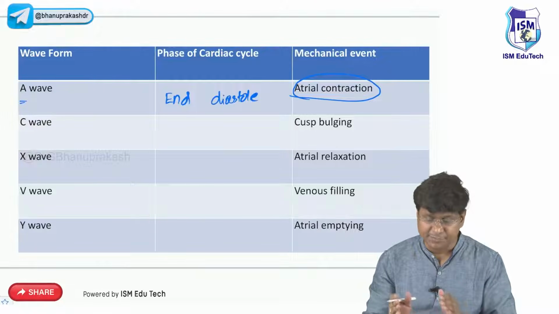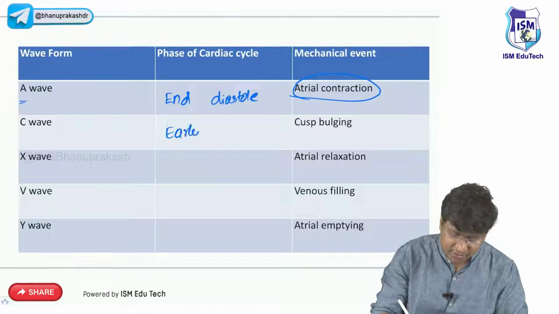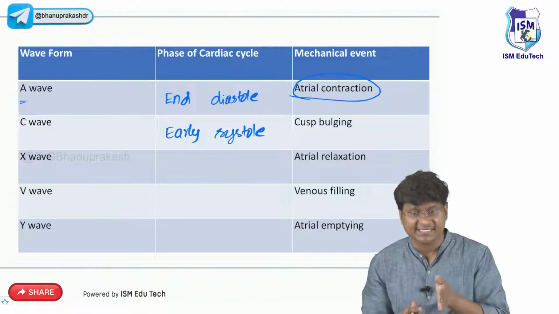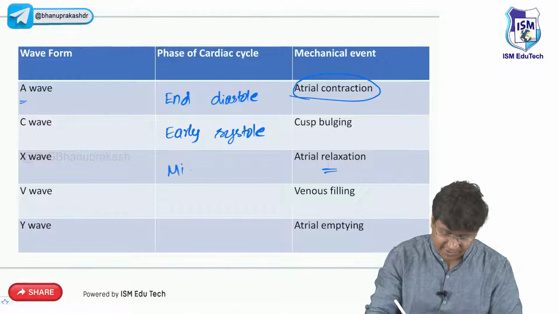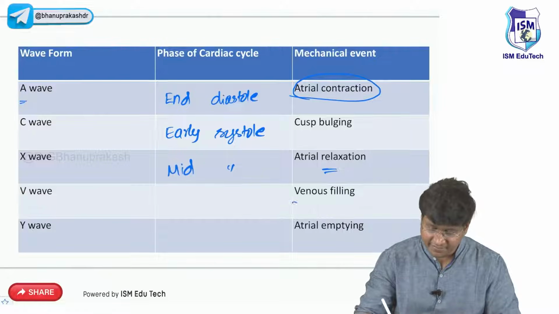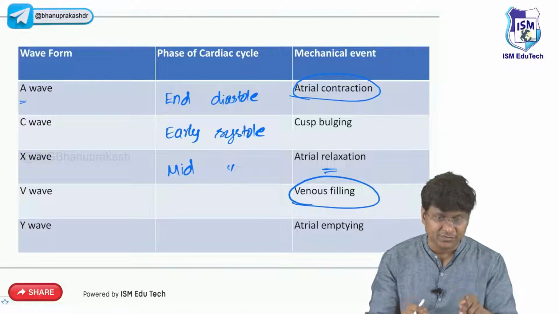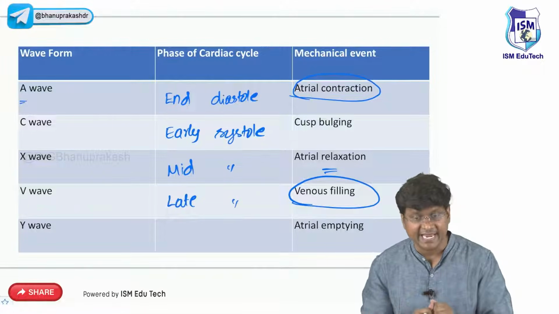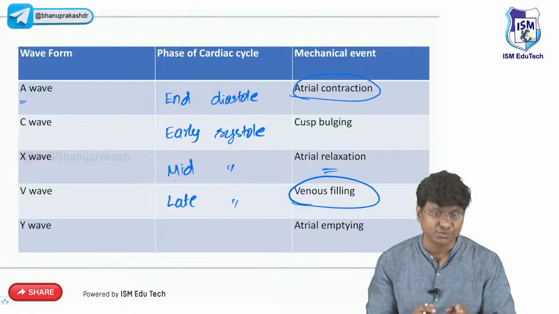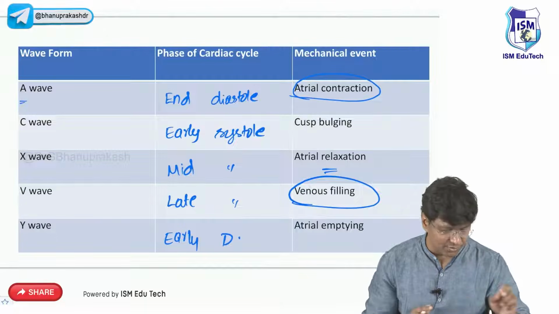Now C wave, it corresponds to bulging of the cusp, and that occurs during isovolumetric contraction phase, that is early systole. Then ACX, X is what? That is the atrial relaxation. So X wave, it corresponds to the mid systole, and V wave, it is due to venous filling, right? And this particular V wave, that is venous filling, it corresponds to the late systole. And Y wave is atrial emptying, and this corresponds to the early diastole.